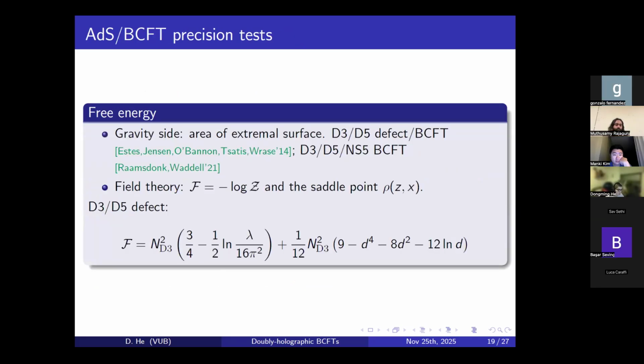Okay, now we have the solution, and we will study observables. The simplest observable is the free energy. On the gravity side, it can be computed by the area of an extremal surface or something else. And on the field theory side, we can just evaluate the partition function using the saddle point. For example, this is the defect energy for the D3, D5 system, where D is roughly speaking the number of D5 branes, or a function of D5 branes, which of course matches the gravity computation.